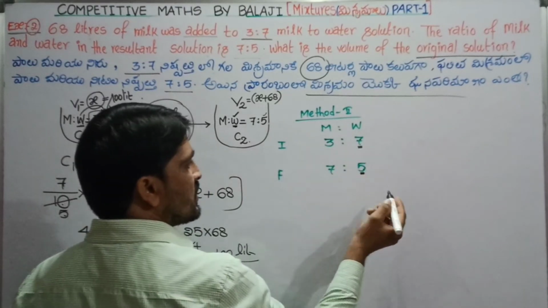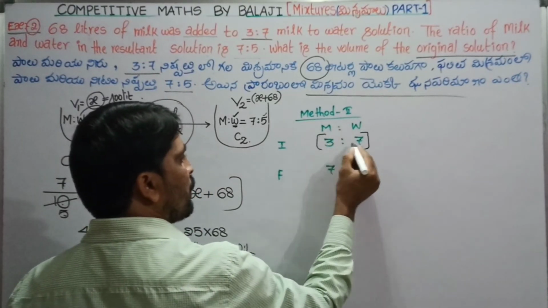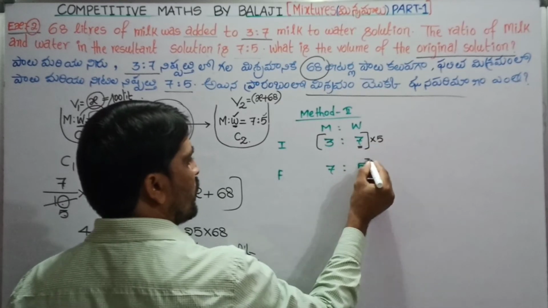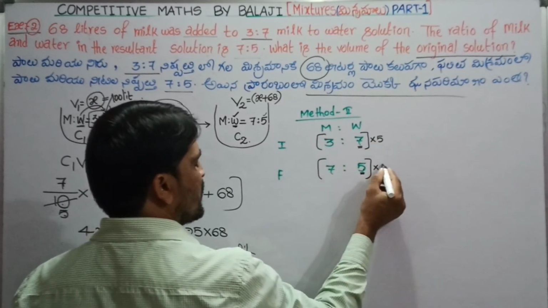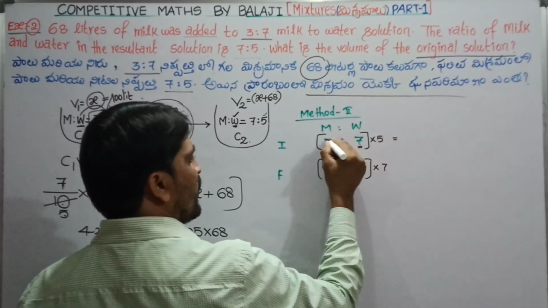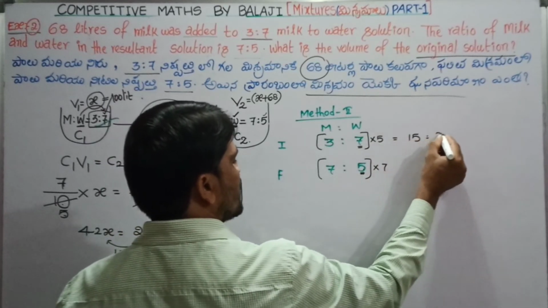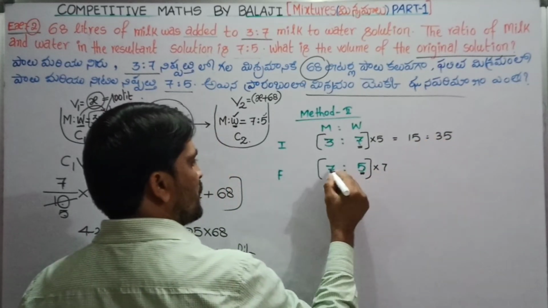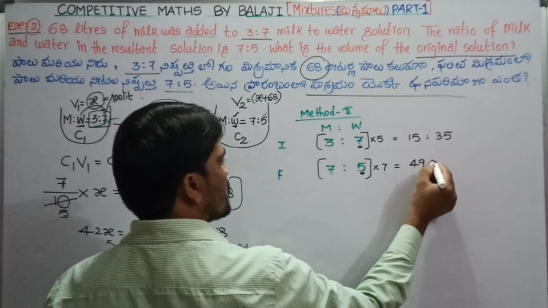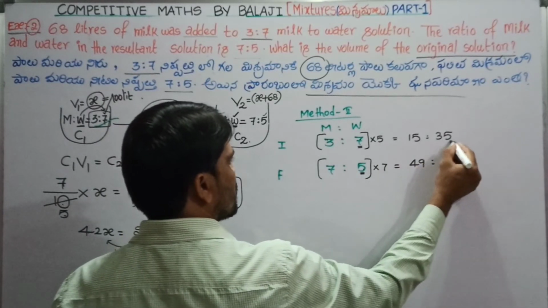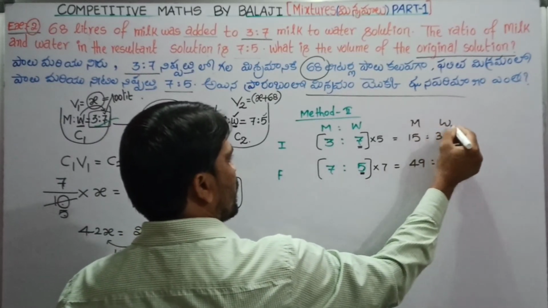LCM of 7 and 5 is 35. To make it 35, multiply here by 5 and multiply the second ratio by 7. So 5 3s are 15 is to 5 7s are 35. 7 7s are 49 is to 7 5s are 35. Yes, milk to water ratio.